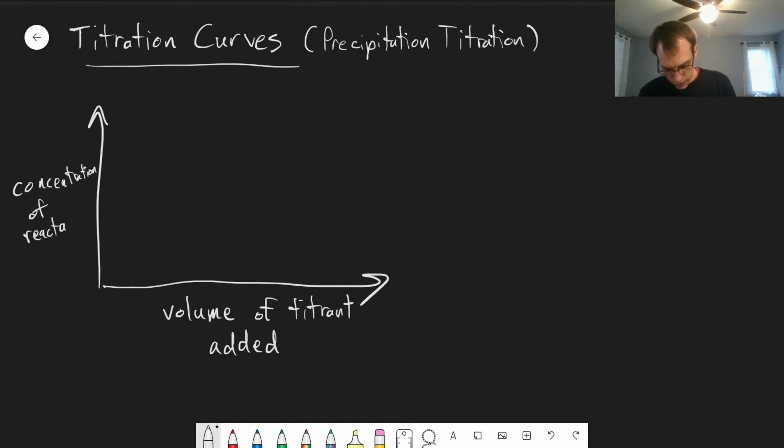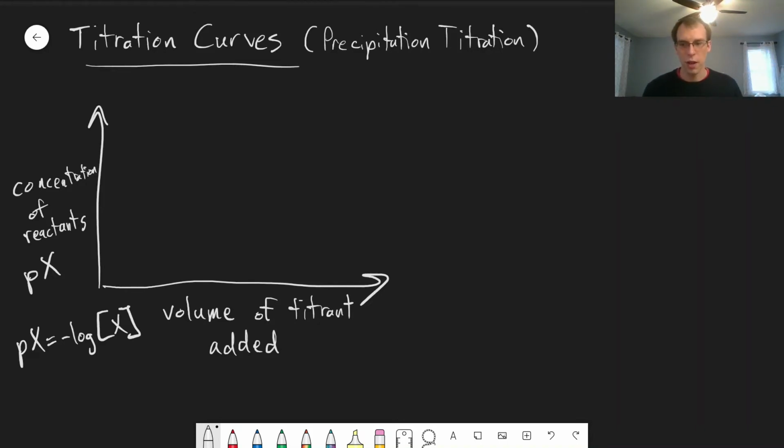And because these concentrations are going to change by many orders of magnitude, they're usually written as pX, where this is like pH. pX would be equal to the negative log of the concentration of X. And this allows us to track very large changes in concentration on a reasonable scale. So this is a logarithmic scale. This is a log base 10. And this is a way of keeping track of what's going on.